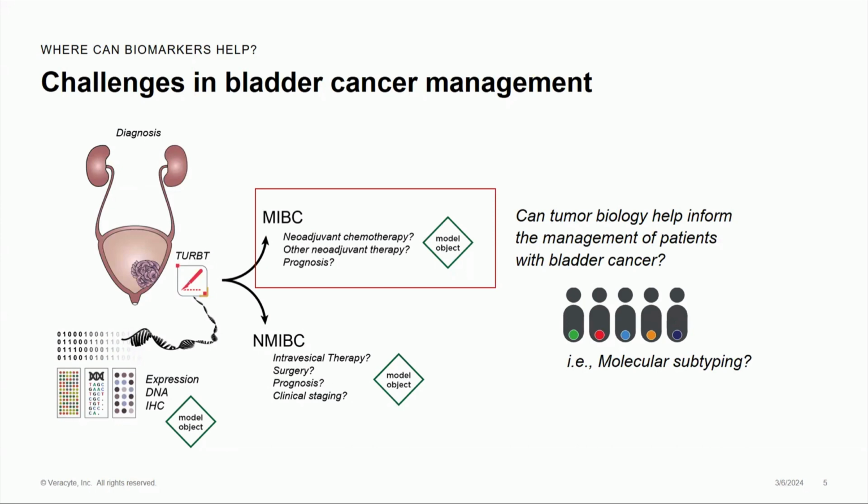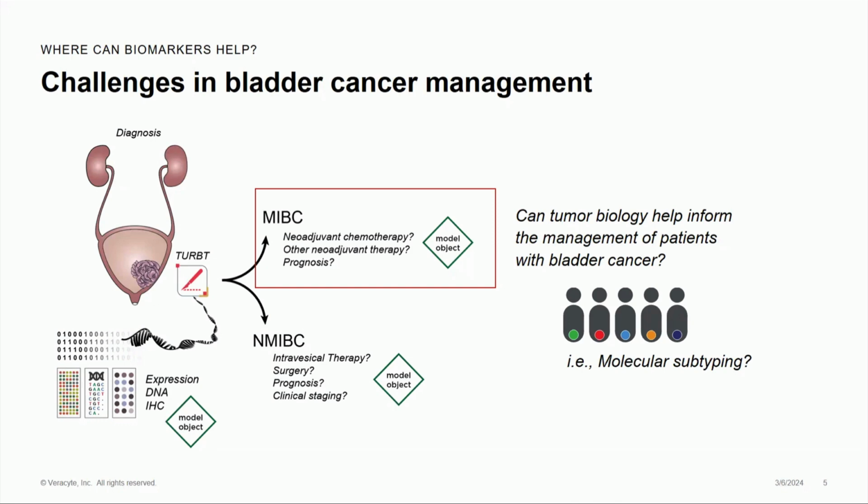For muscle invasive bladder cancer, which we're going to focus on today, I want to do a little bit of non-muscle, but we're not so far ahead in the company with that yet. For muscle invasive bladder cancer, there are questions around neoadjuvant chemotherapy. We generally use this routinely, but do we always want to? There are a lot of other neoadjuvant therapies coming out, including immune checkpoints, and even something as simple as prognosis: how bad is this disease and how well is my patient going to do?